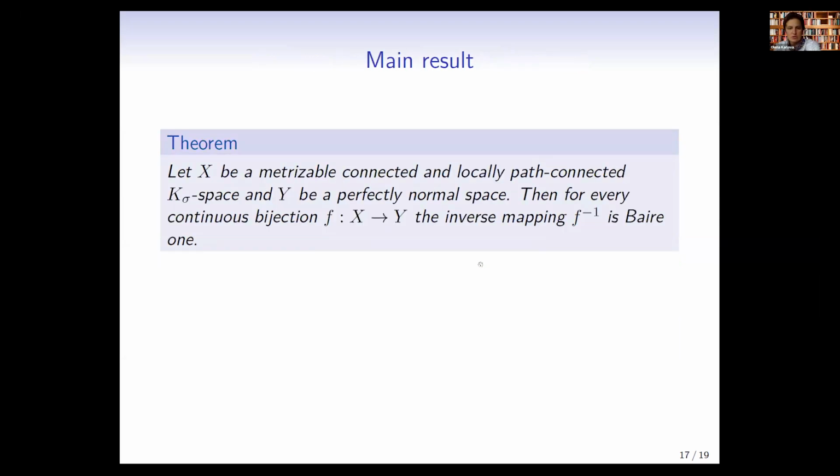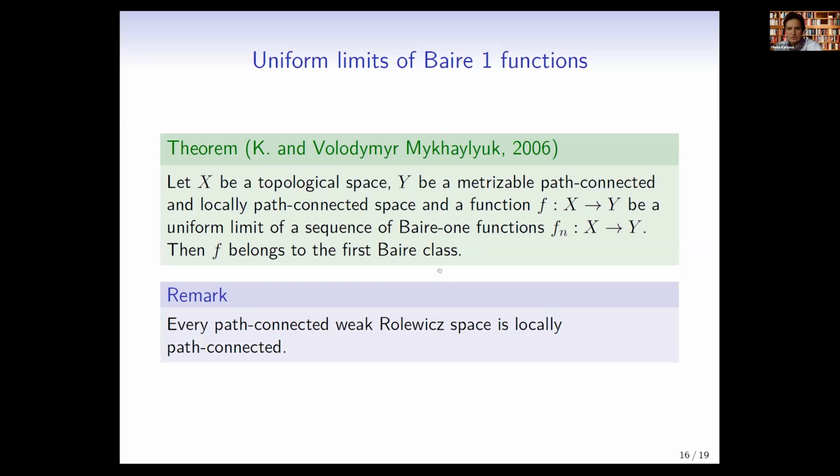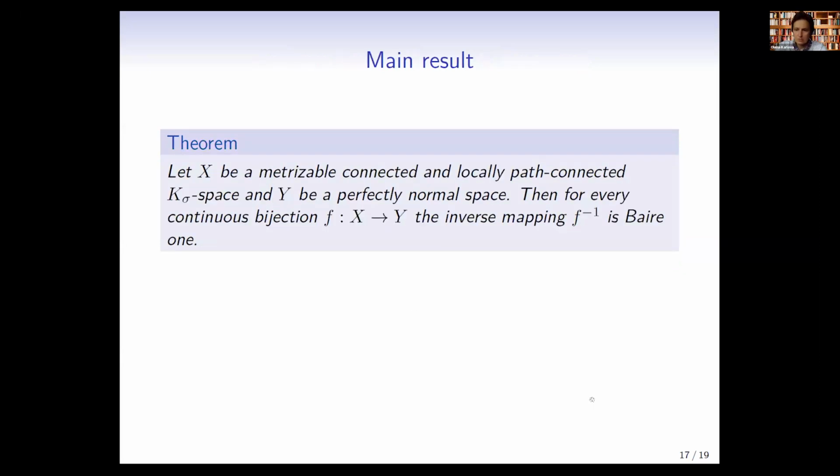And naturally arises a question which I asked at the end of my presentation. So the main result is the following. If we have a metrizable connected and locally path connected K-sigma space, by which we understand a space which is a union of a sequence of compact subspaces, and Y is a perfectly normal space, then every continuous bijection has an inverse mapping which is Baire-1.